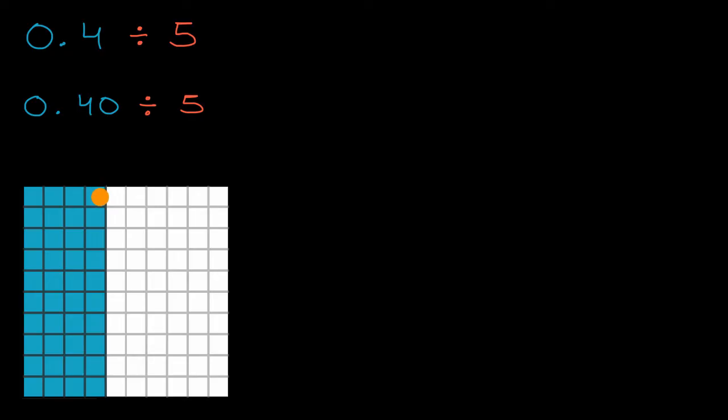And now we could think about taking these 40/100, each of these little squares is a 100th, and divide it into 5 equal sections. And then we could say, well, how many 100ths are in each of those 5 equal sections? So let's do that. So let's see, this is 1, this is 2, this is 3, this is 4, and then we have 5 equal sections. So how many 100ths are in each of those equal sections?